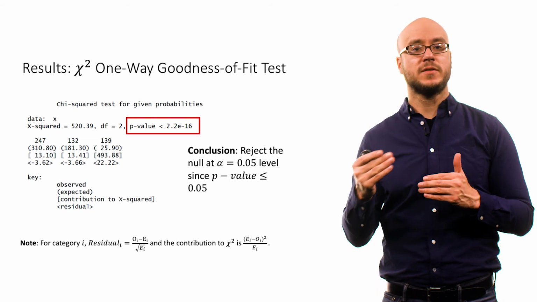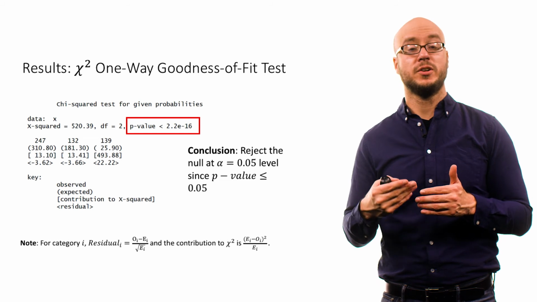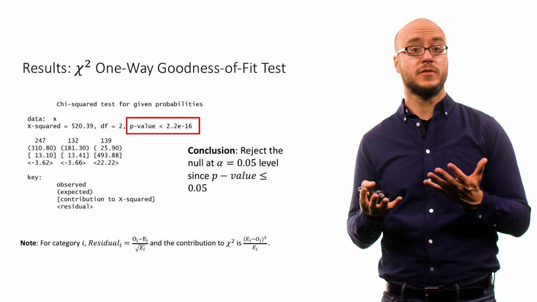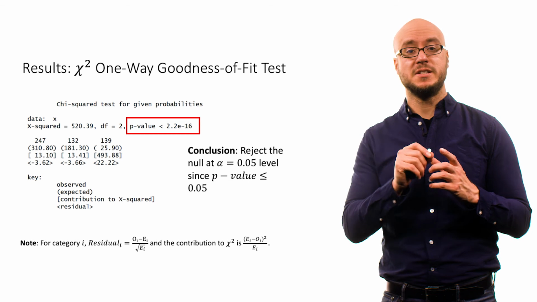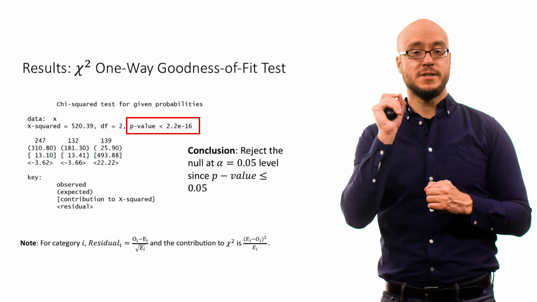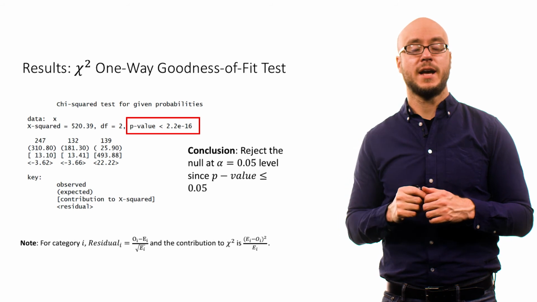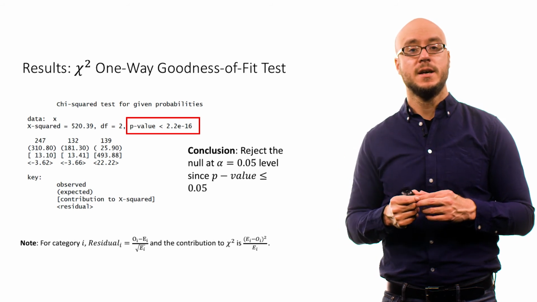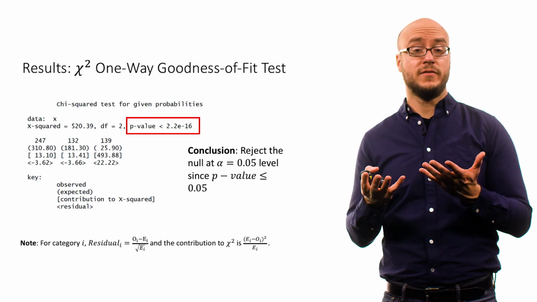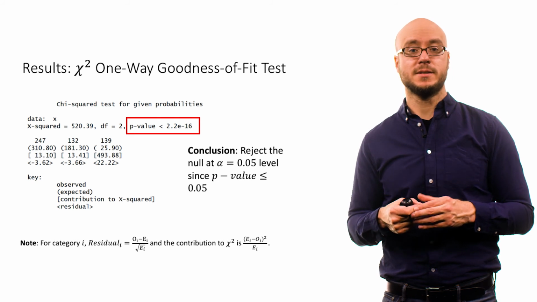You can see the observed counts are 247, 132, and 139. That's just our frequency table. And then in parentheses, we have these expected cell counts. Those are just the sample size of n times the proportion for each of those categories. And with that, you have enough information to actually calculate the chi-square test statistic.